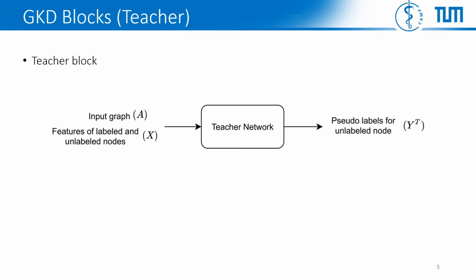GKD has two blocks. The first one is called the teacher. This teacher will extract and learn all the information from the labeled and unlabeled training samples and the graph between them. The goal of this block is to summarize all the available data and use it to provide pseudo-self labels for unlabeled training samples. In this step, it doesn't matter for the teacher to be trained in the input or filtered feature space.